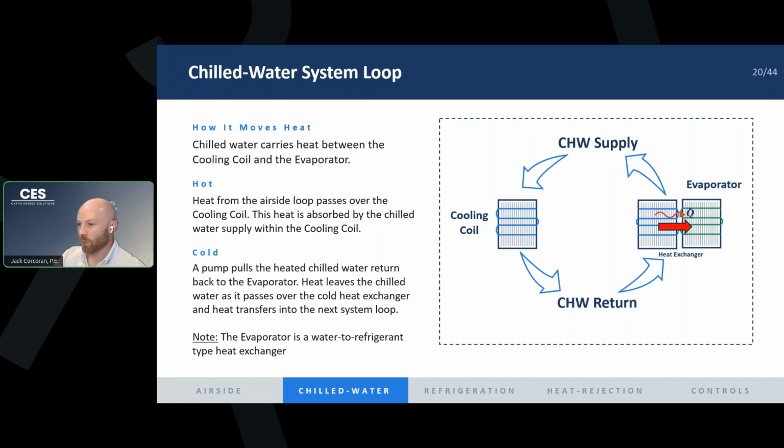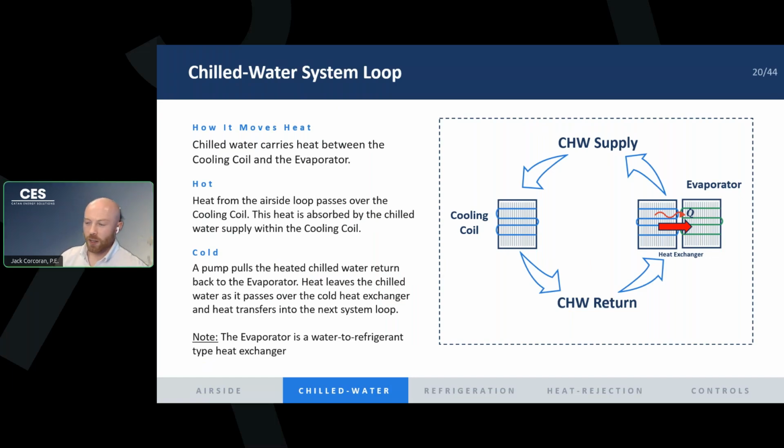Our chilled water becomes warm, which is our chilled water return, and it goes back to the evaporator, where it rejects the heat into the next system loop. By rejecting the heat here, it becomes cold chilled water supply, and then it goes back to the cooling coil. So as with the airside loop, your return is warm and your supply is cold, and it continuously operates as a loop in order to operate efficiently.